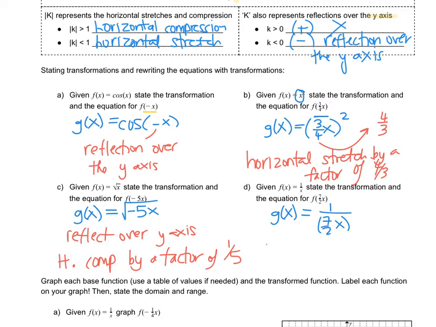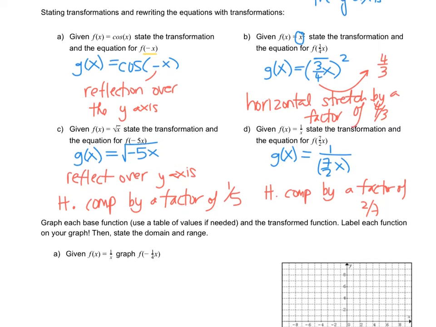And our transformation is a horizontal compression again by a factor of 2 over 7. So if you just take the reciprocal of k, then you can look at it as a stretch or a compression. And the reason we know that we have to do the opposite is if you go into Desmos and visually see it. Okay, let's actually try some graphing now.